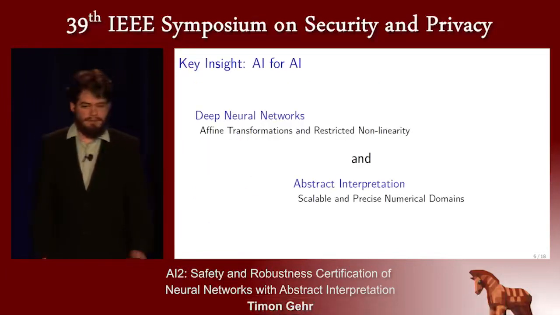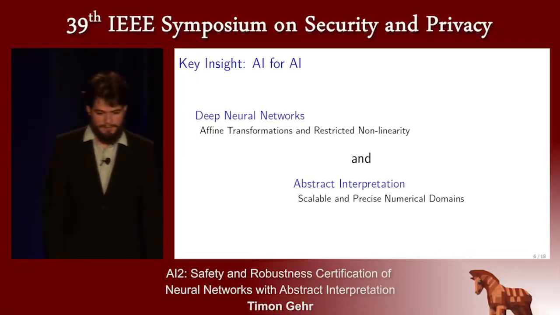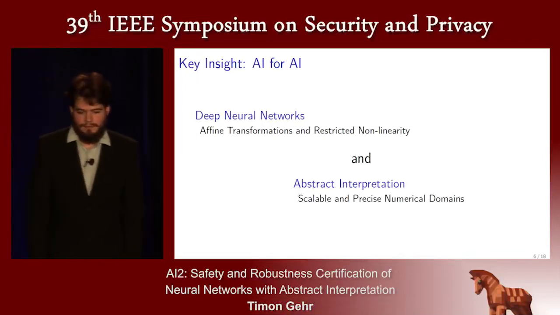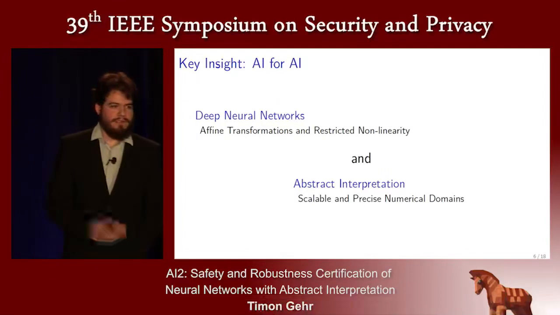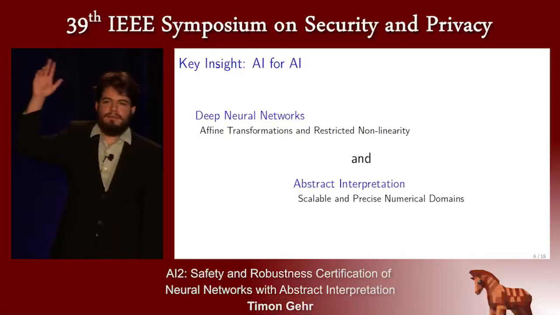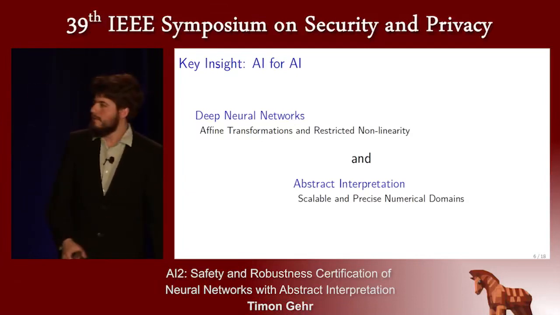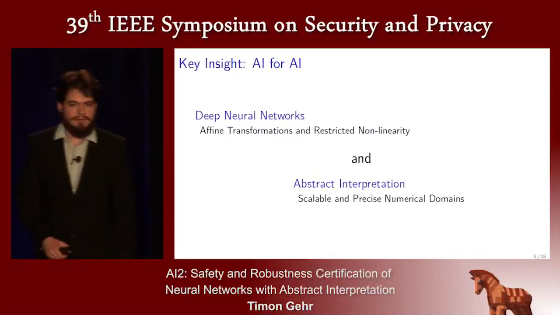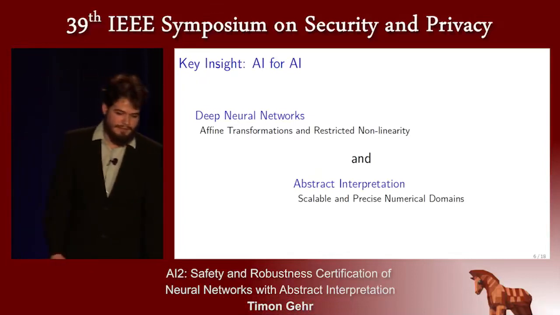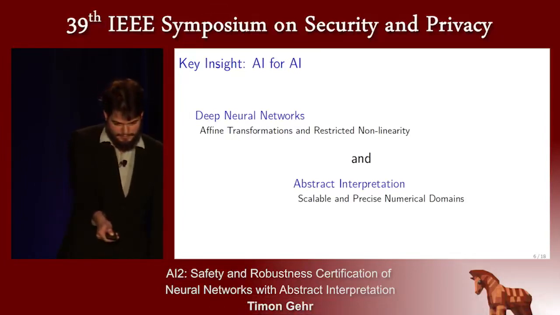The key insight of this work is that we can use AI to analyze neural nets. And by AI, I mean, of course, abstract interpretation. Who knows about abstract interpretation? Okay, not a lot of people. Abstract interpretation is actually about 40 years old, which means that maybe it will become the next big thing soon. But it also means that it had a lot of time to develop. And this will be the most technical slide of this talk.